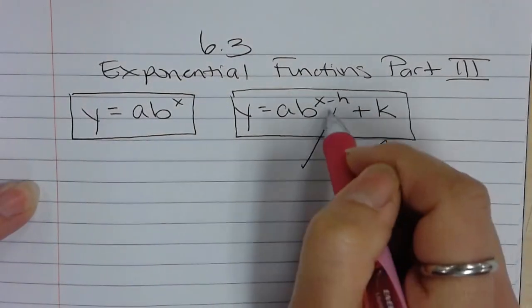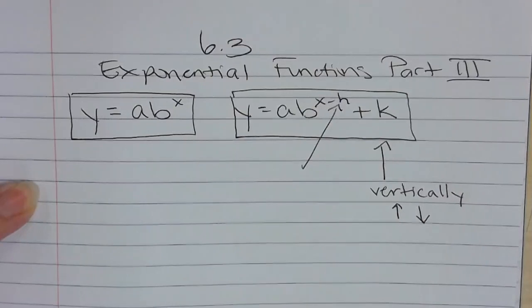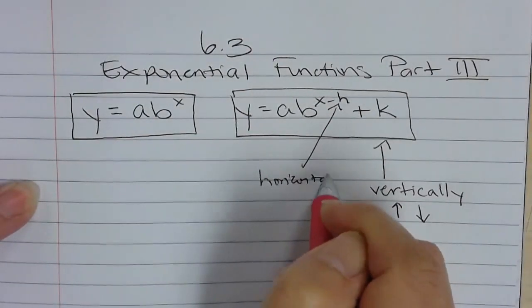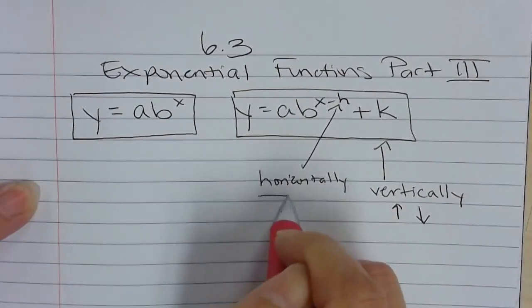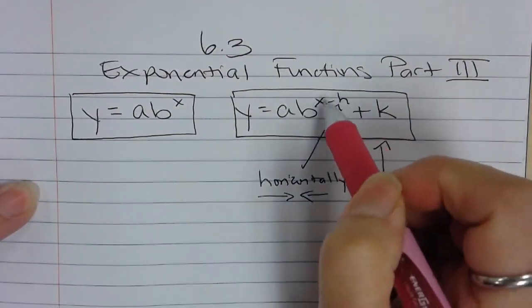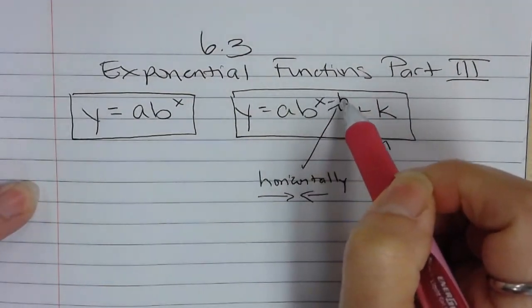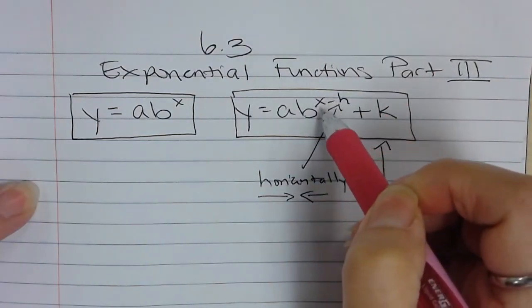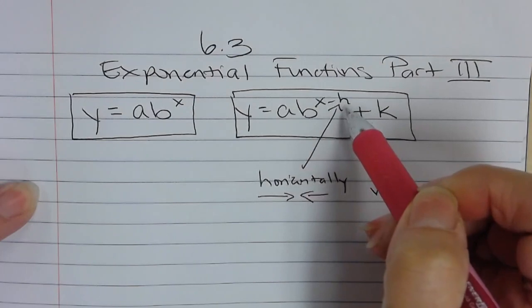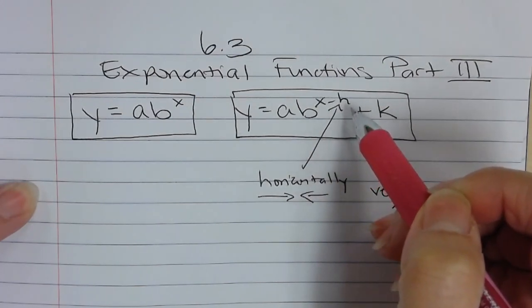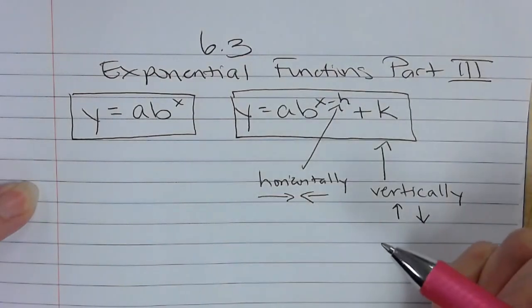H. Okay, so this h, obviously if it's not vertical, it's going to be horizontal. It's going to tell you to move it left or right. Now remember, when it's inside here, it's always going to be the opposite. So if this says x minus 3, even though it's a minus 3, instead of moving it left, you're really going to be moving it to the right 3. So we just have to do lots of practice.